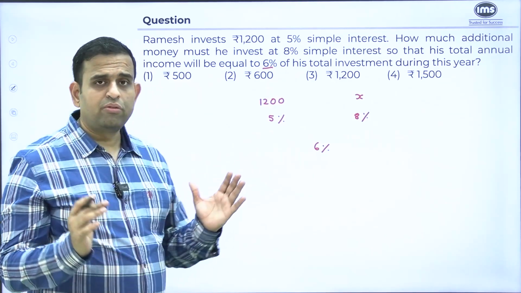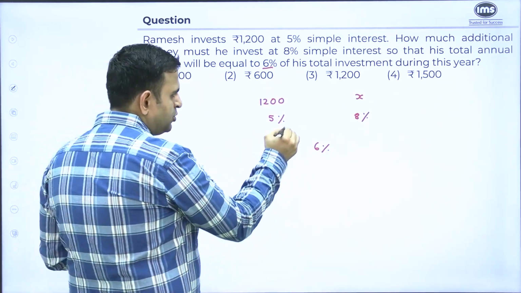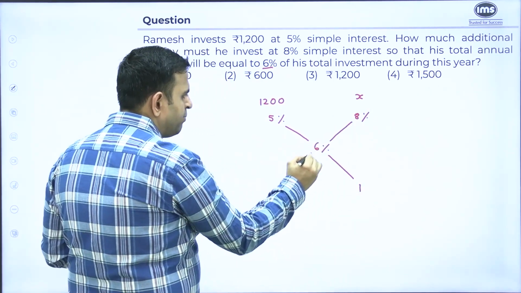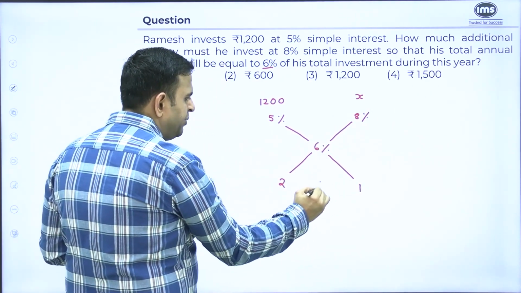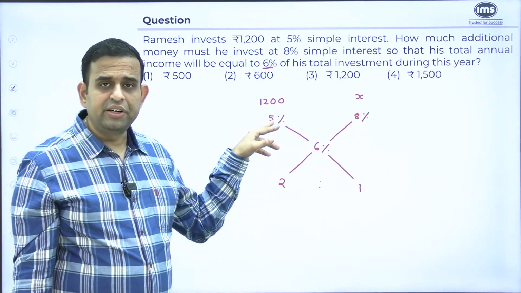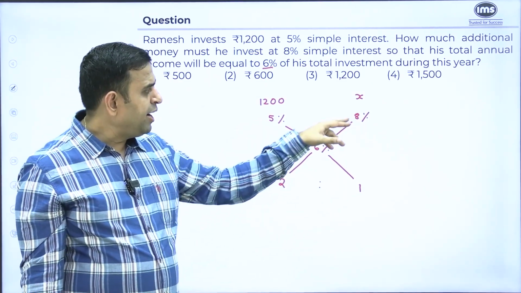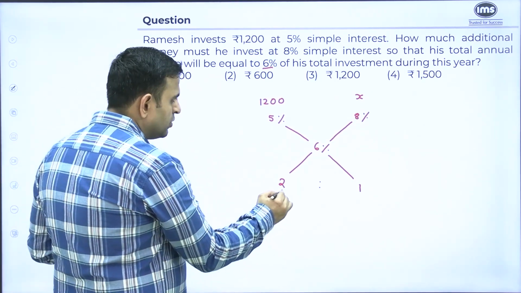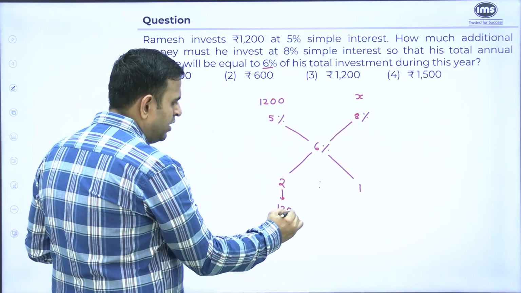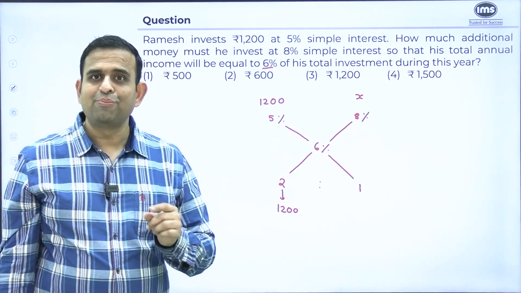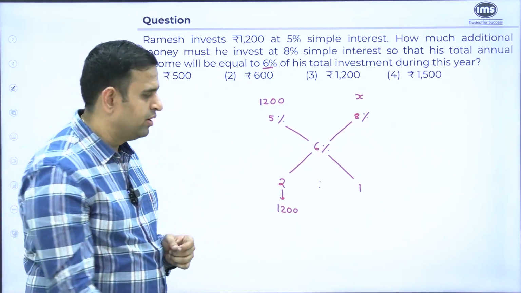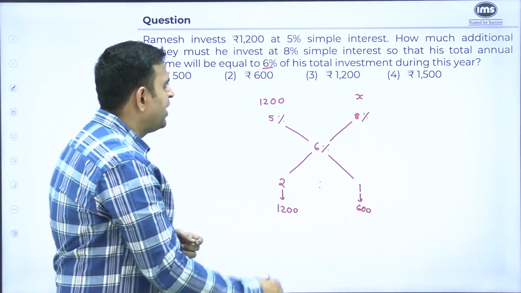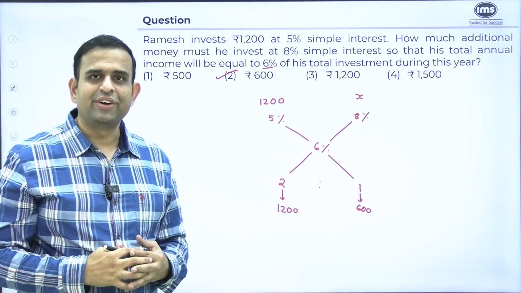Nothing but a concept of mixtures over here. So now if I go diagonally, 6 minus 5 will give me a 1, 8 minus 6 will give me a 2, which means the amount which is put at 5% and the amount which is put at 8% must be in the ratio of 2:1. Now understand, if 2 parts is 1200, then 1 part corresponds to 600. So this is going to become 600. So the required answer must be option number 2 over here.